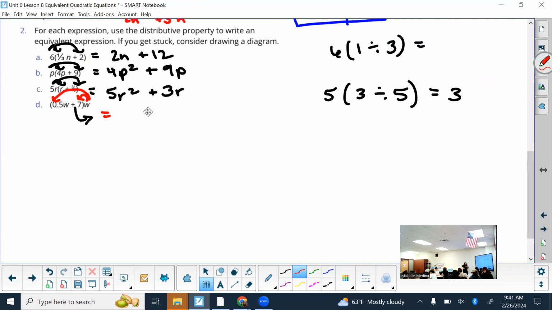0.5 W times W. All right, and then W times 7. And that's it. And in none of these could I combine anything, because there were no like terms. Like terms would be the same exact variable to the same exponent, and these are not. This is W squared, W to the first. R squared, R to the first. You can't combine. Questions on that?